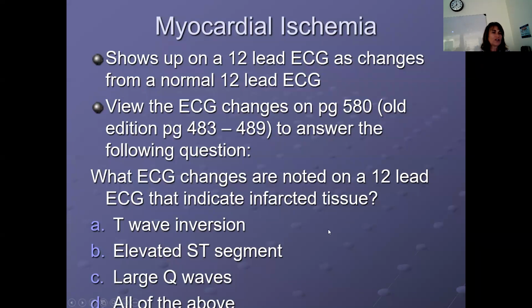What EKG changes are noted on a 12-lead EKG that indicate infarcted tissue? So you would see T-wave inversion. You would see an elevated ST segment. And you would see large Q wave. So the answer is all of the above. But the textbook goes into more detail than that.